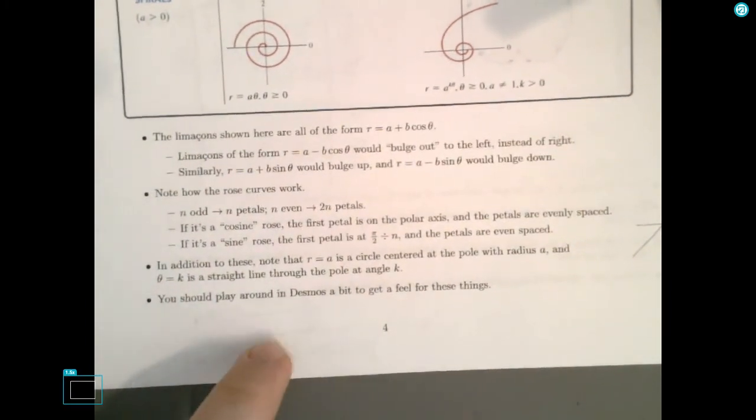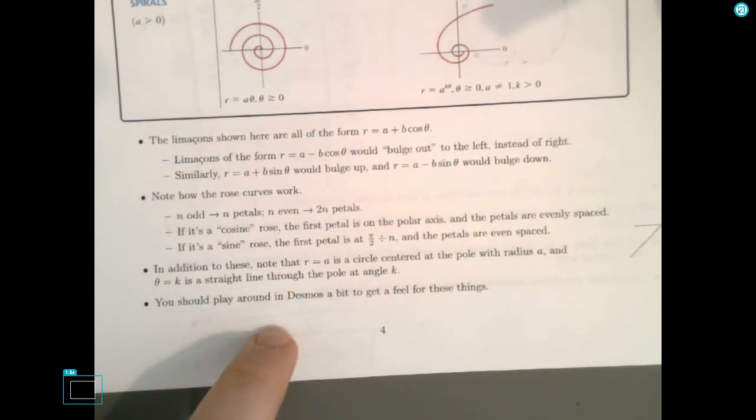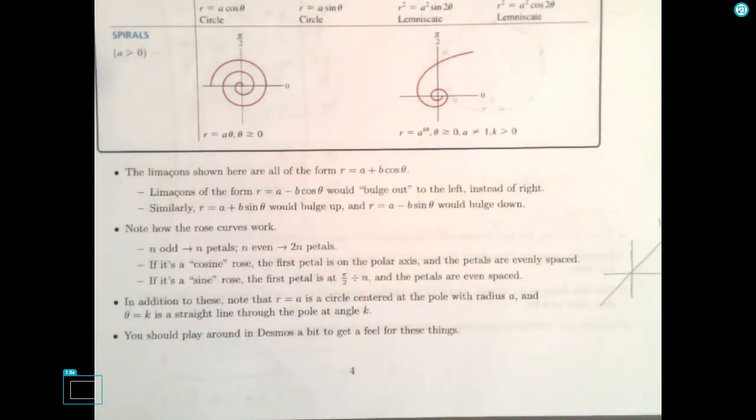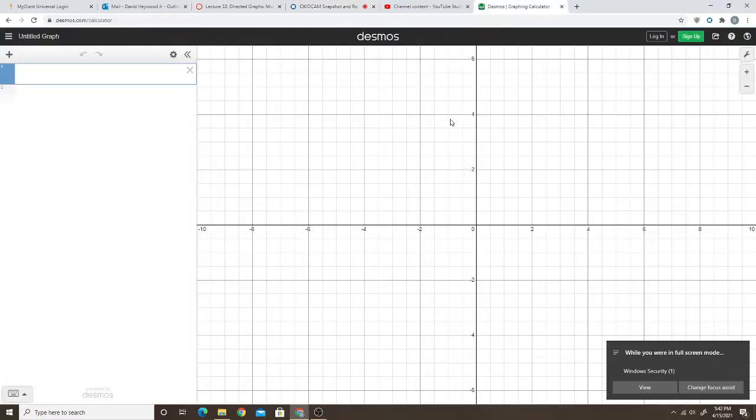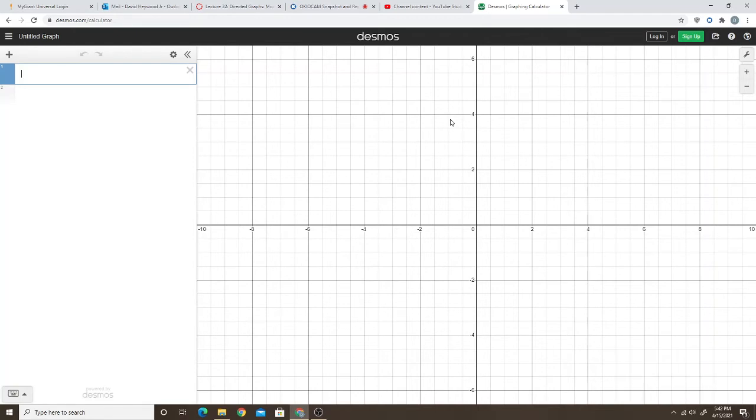Anyway, play around with these things a little bit in Desmos to get a better feel for them. It's actually a lot of fun. Let me show you how to set this up in Desmos. So you can just type in the polar coordinates exactly the way that they show up. So okay, let's say that we wanted to look at a limaçon, r equals 1 minus 2 cosine theta. Right, then it just gives it to you.